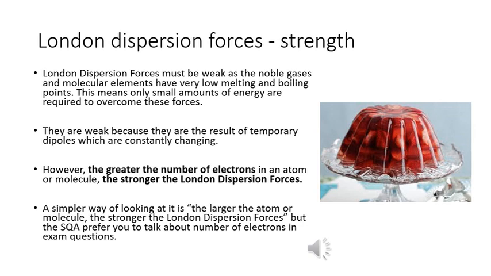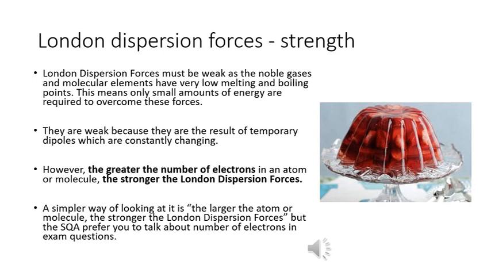So we know London dispersion forces must be relatively weak, at least compared to ionic, covalent or metallic bonds. We know they must be comparatively weak because the noble gases and molecular elements have very low melting and boiling points. An explanation for why these forces are so weak is because they are the result of these temporary dipoles, these temporary wobbles which are constantly changing.